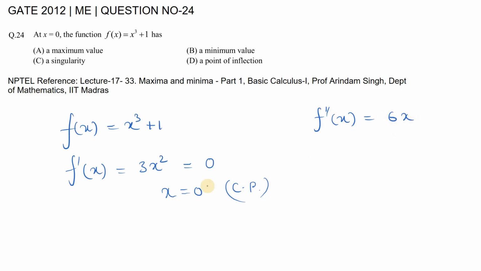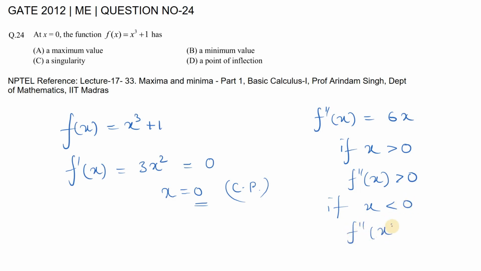Okay. Now the critical point is x is equal to 0. Now we can observe here that if x is greater than the critical point, that is 0 in this case, so f double dash of x is greater than 0, and if x is lesser than 0, f double dash of x is lesser than 0. Okay, that means the second derivative represents the curvature, that means this is concave upward and this is concave downward. Okay, the convexity and concavity of the curve.